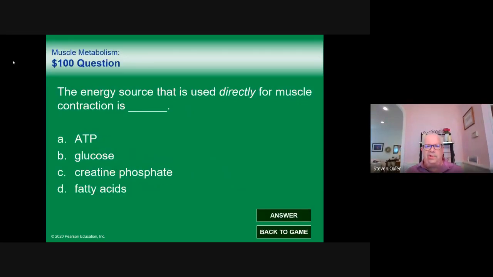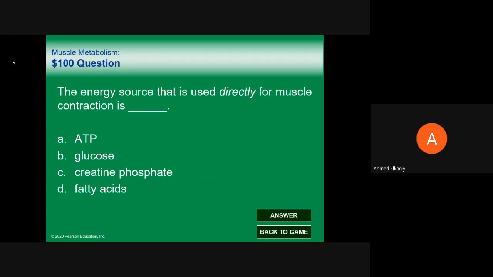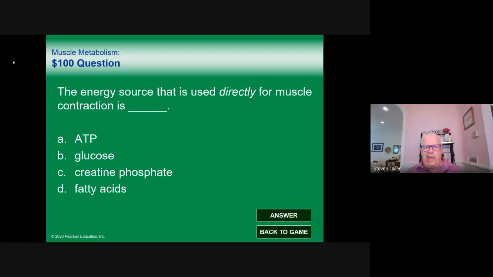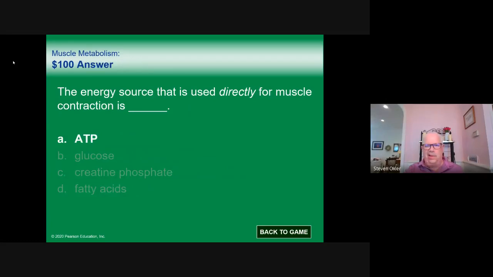The energy source that is used directly for muscle contraction is... this is dangerous. B. Someone said B. C. Let's see. This is a dangerous question. I don't think I'd ask a question like this. But the answer is ATP. Remember, it's the energy source. Don't look at the substrate. Look at the energy source. It's a weird question.